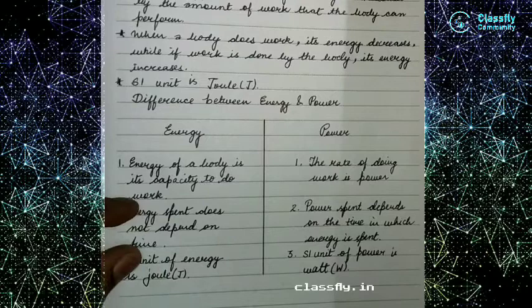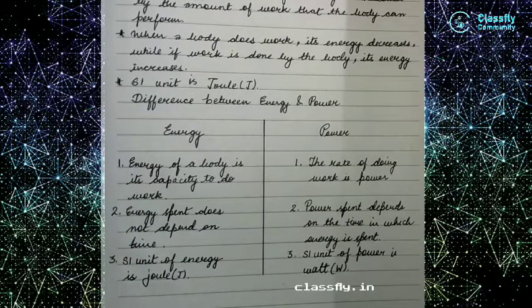That means the energy of a body, its capacity to do work, does not depend on time, but power depends on the time in which the energy is spent. Okay, now the last difference is that the SI unit of energy is joule, whereas the SI unit of power is watt. So today's lecture ends here.